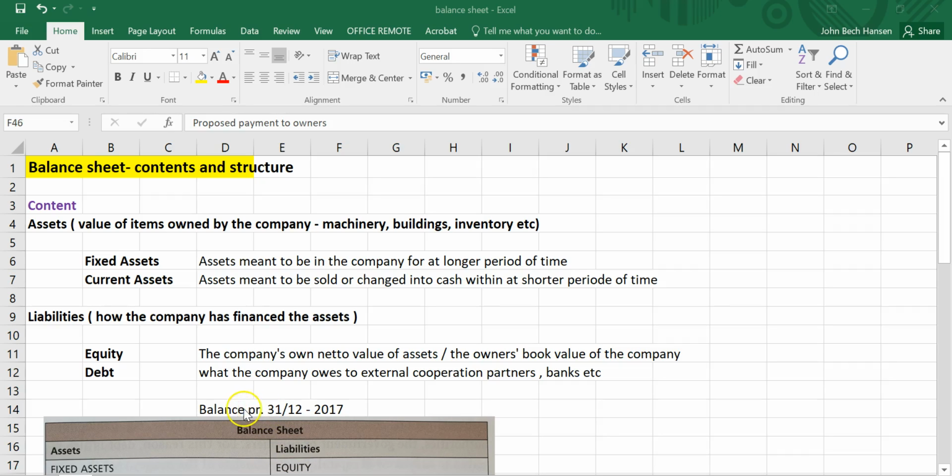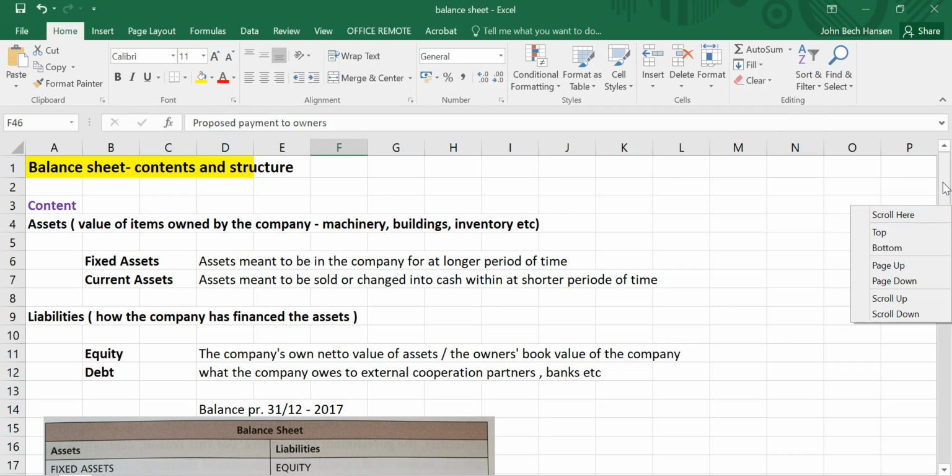You can see that down here we are talking about a balance as per the 31st of December 2017. So what's in it? What does it show? Well, there are two things, the assets and the liabilities. Assets, as you see, is the value of all the assets in the company.